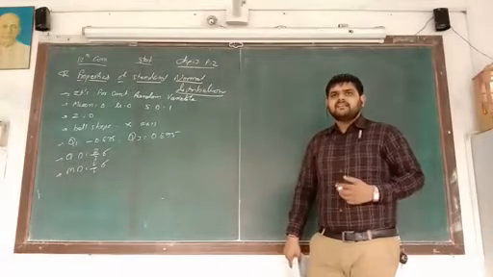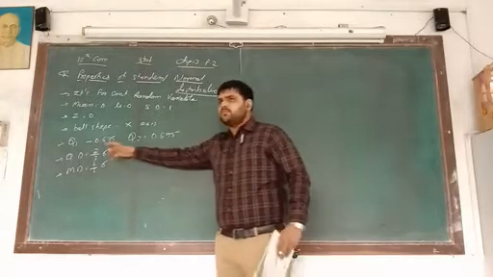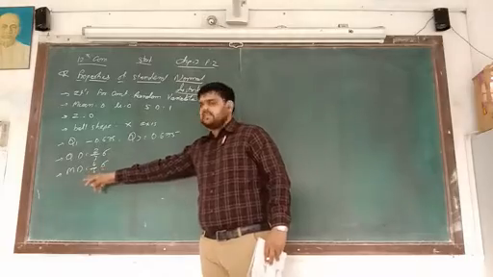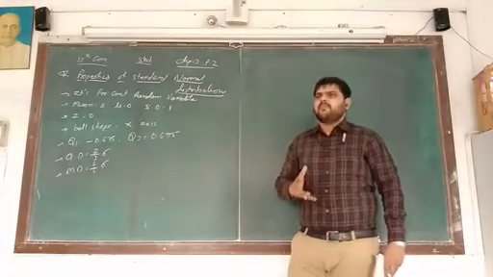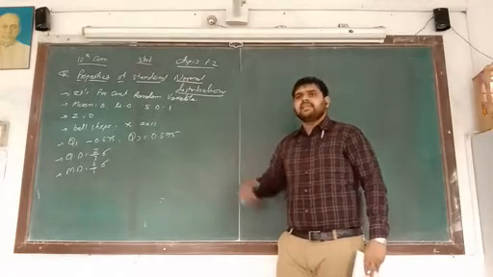So here the value of the quartile deviation is equal to 2 by 3 sigma and the value of the mean deviation MD is equal to 4 by 5 sigma. This is the formula that we have to use when calculating examples.